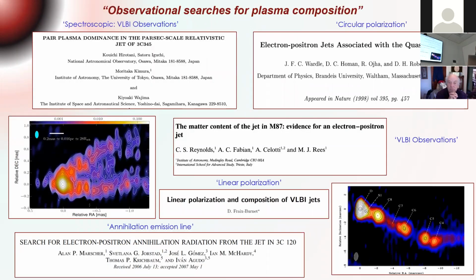Observationally, there have been many different studies searching for the plasma composition. That could be VLBI observations through the circular polarization, through the linear polarization, and through the emission line. This is just a very short list of the long list of different papers and studies that use different sources, for example M87, the quasar 3C279, or 3C345, or 3C120, or whatever else. So in all of them, you see that some of them are completely in favor of having positrons, while the others put some constraints and so on and so forth.